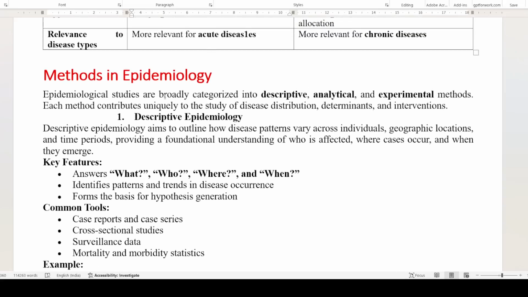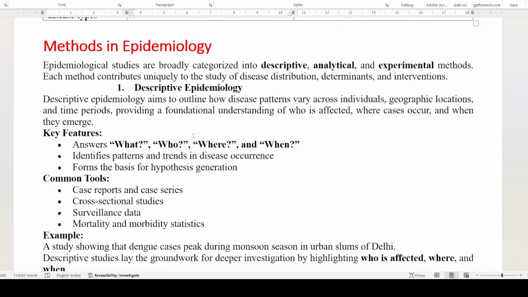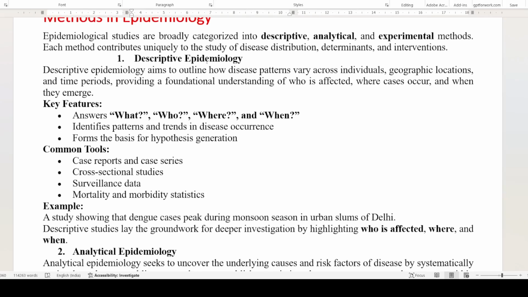Next, we have methods in epidemiology. Mostly, the methods are characterized into descriptive, analytical, and experimental methods in epidemiology. Now, what is descriptive epidemiology? Descriptive epidemiology aims to outline how disease patterns vary across individuals, geographical locations, or time periods, right?